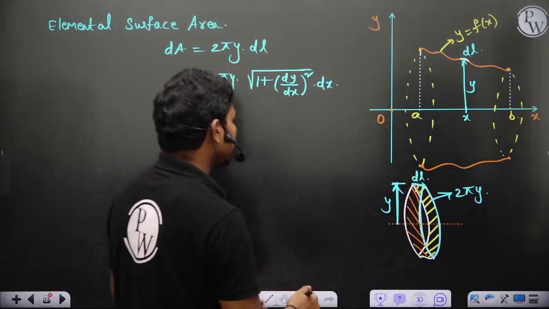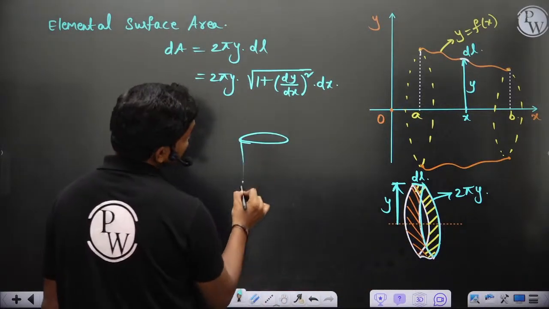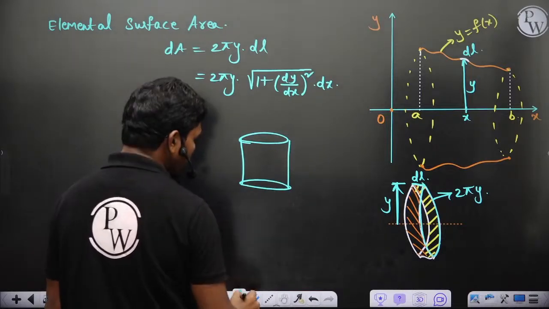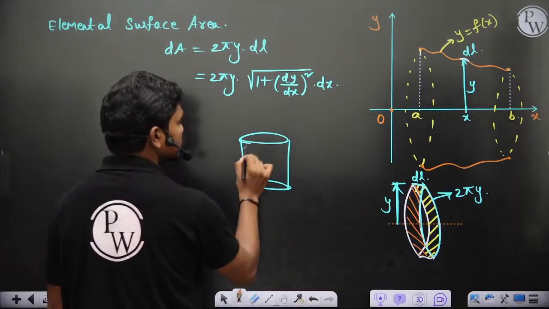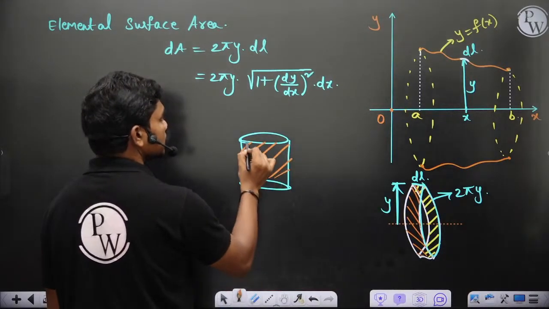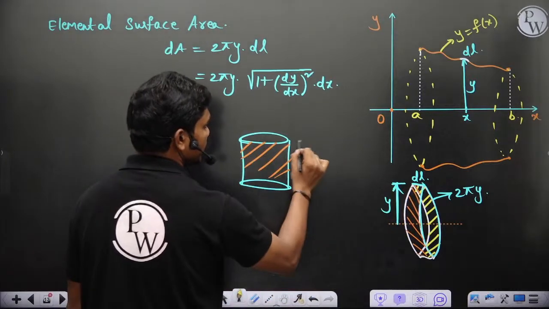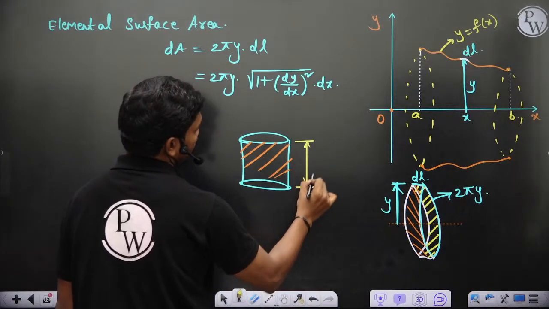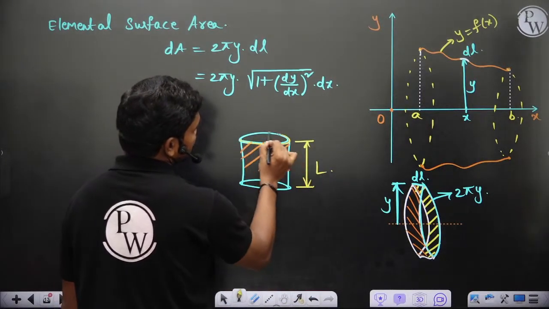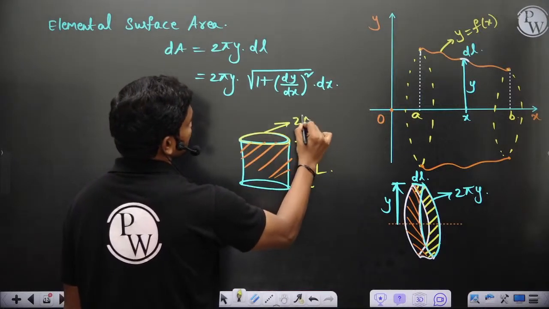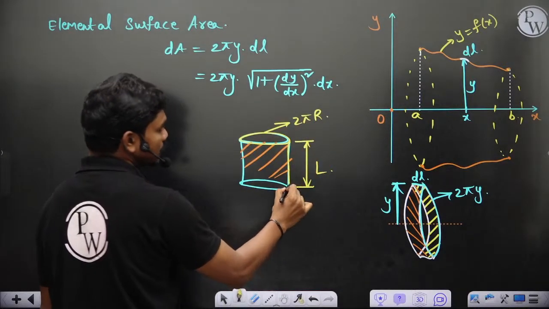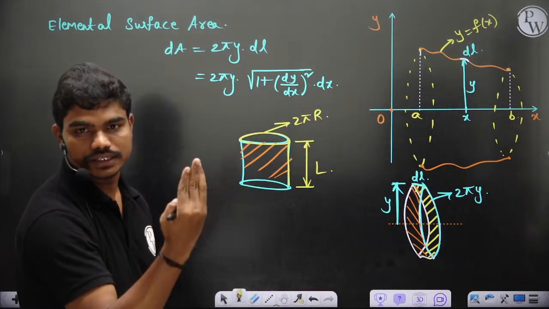Okay, so let's say if you have a cylinder, how do you get the lateral surface area? Means basically how do you get this total surface area? You will take this length L, and obviously you know this circumference is 2 pi r. So this 2 pi r multiplied with this L gives you the total lateral surface area, correct?